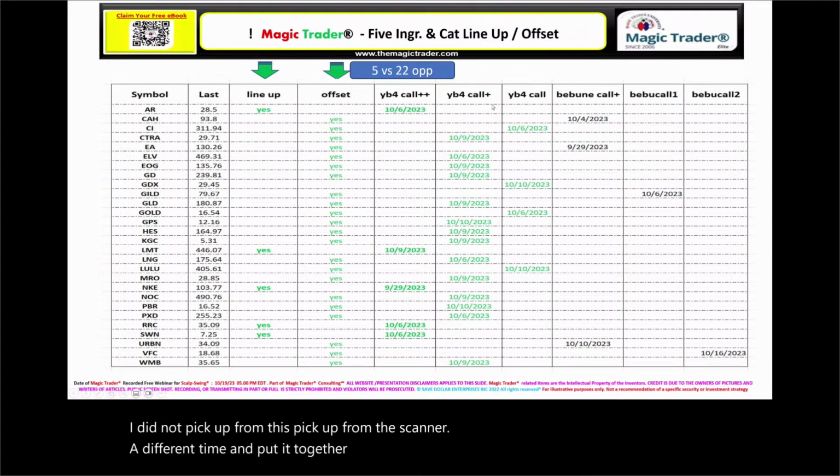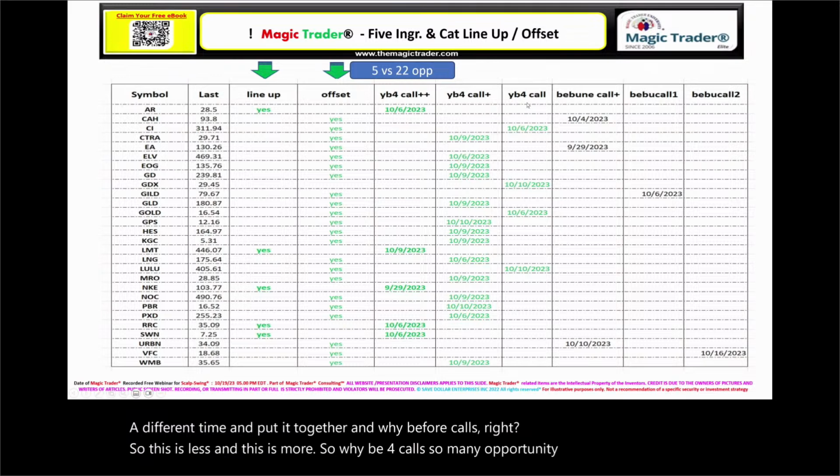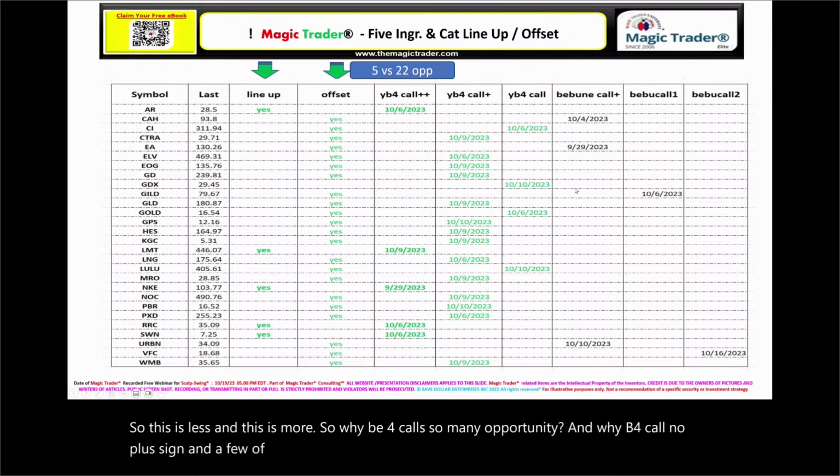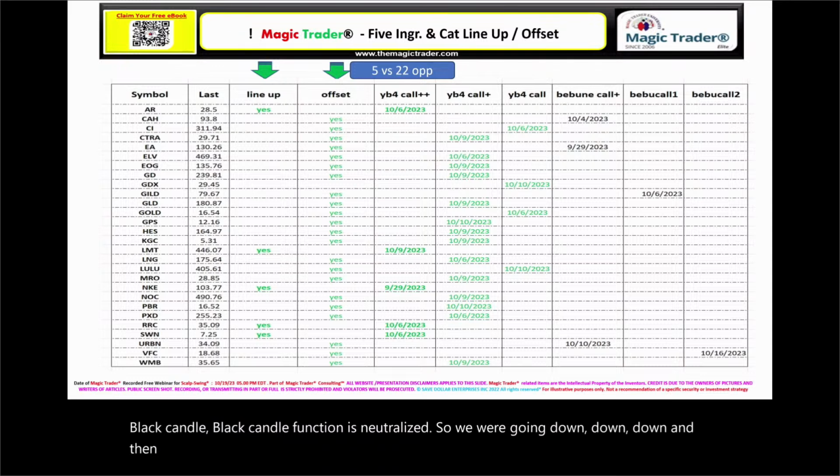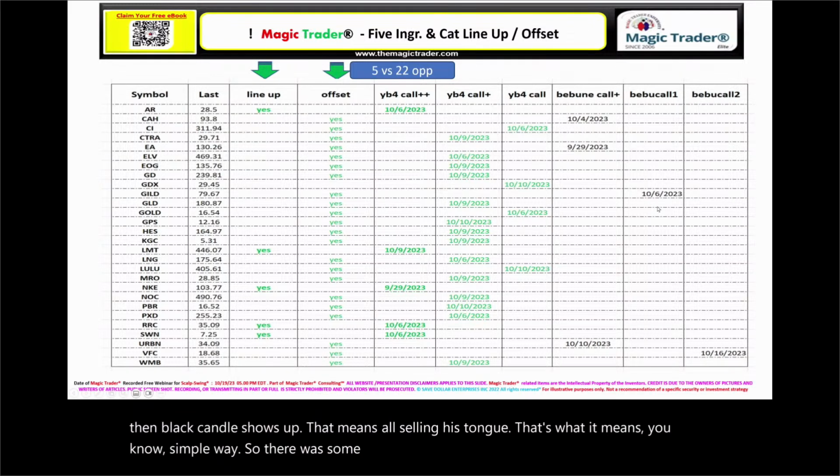And why before calls? So this is less, this is more. So why before calls, so many opportunities. And why before calls, no plus sign on a few of them, and the black candle function is neutralized. So we were going down, down, down, and then a black candle shows up. That means all selling is done. That's what it means in a simple way. So there was some opportunity for those.